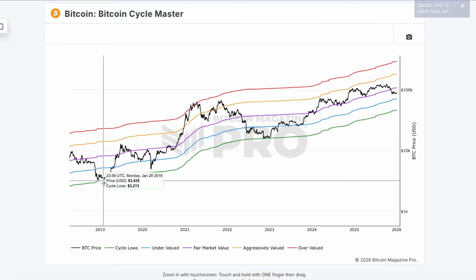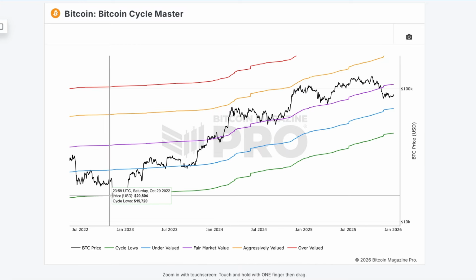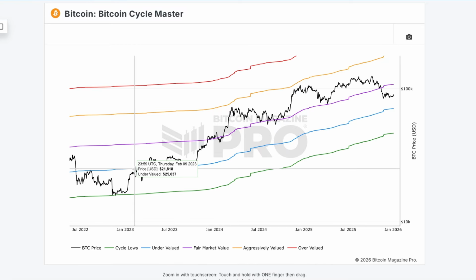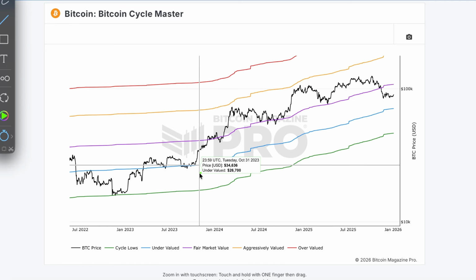They are one of the most accurate points of support and resistance throughout the Bitcoin cycles. And we can see in the most recent cycle, for example, Bitcoin bounced off the cycle lows almost to the dollar, found some resistance at this undervalue before turning it into support. And this is something you see quite commonly when doing this type of technical analysis.